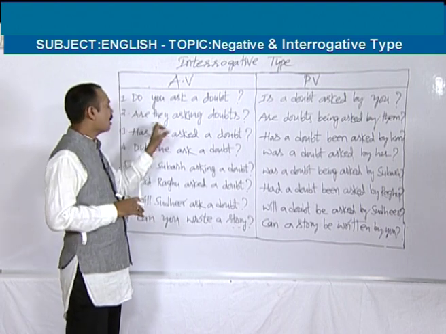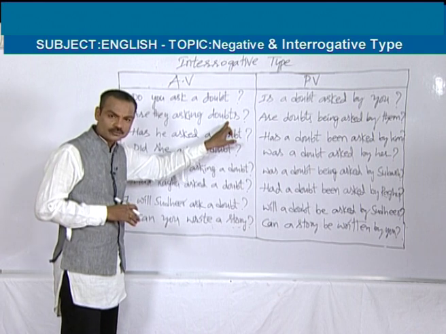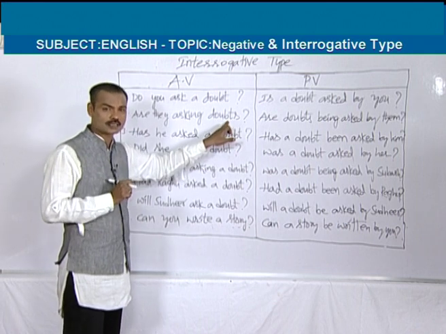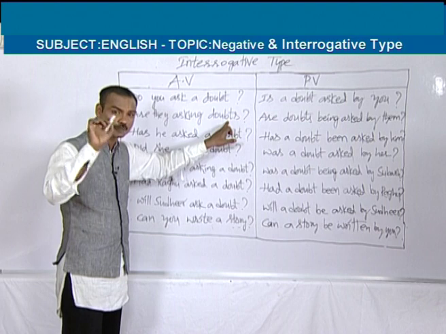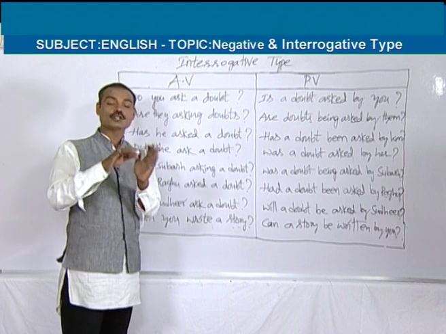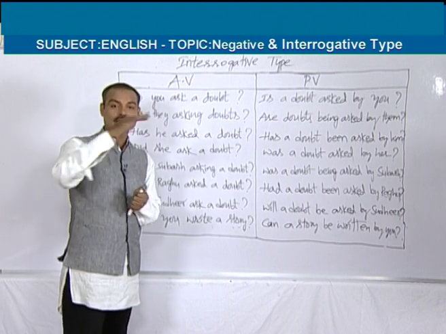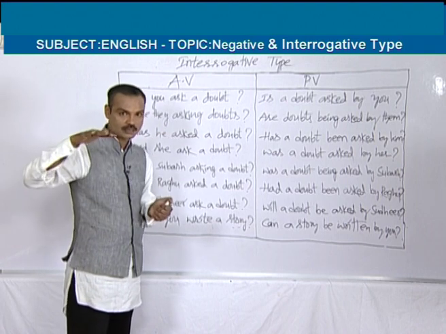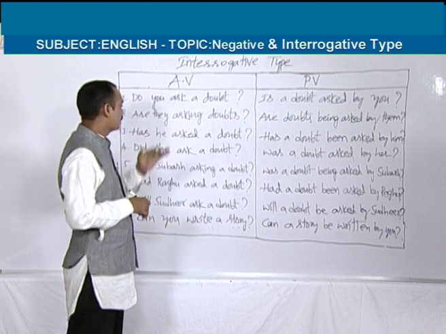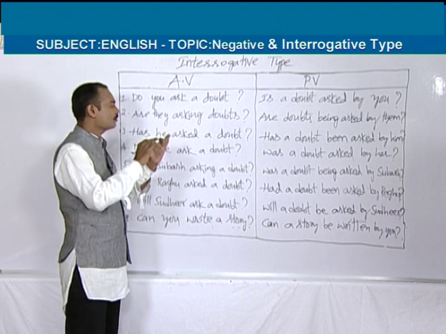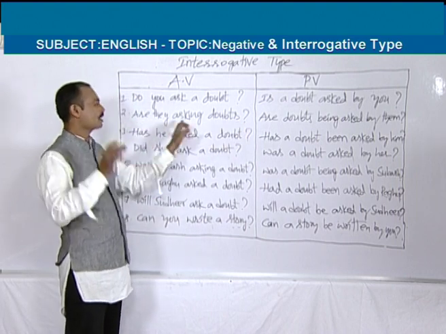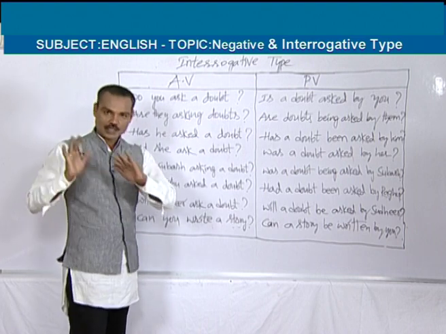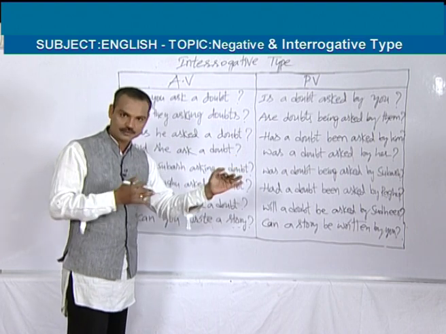See, are they asking doubts? Which tense is it? Present continuous. How can you find out it is a present continuous tense? Whenever you find helping verbs like am, is, are plus the ing form, V1 plus ing, such sentences are called present continuous. Again, whether it is positive or negative, see, the question mark is there. It is an interrogative sentence. Shall we change into passive voice now?